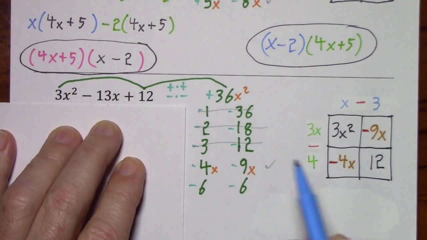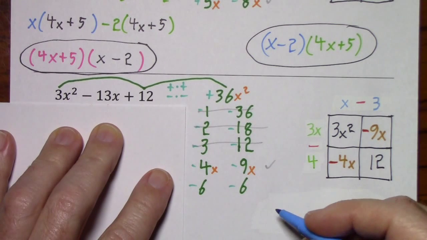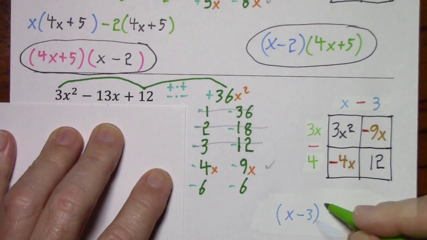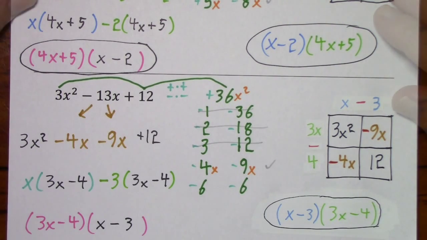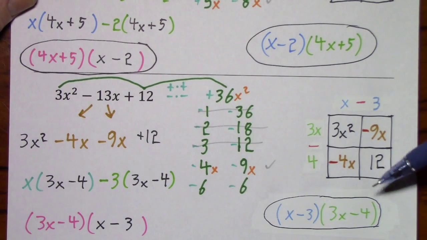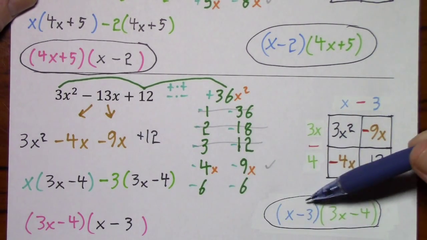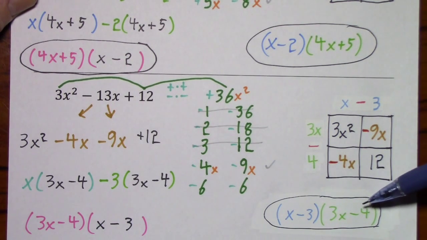So the factored form of the original polynomial is x minus 3 times 3x minus 4. And you can see that this answer is the same as the one we got when we used factor by grouping. Again, I end up with it in a different order, but that does not matter.